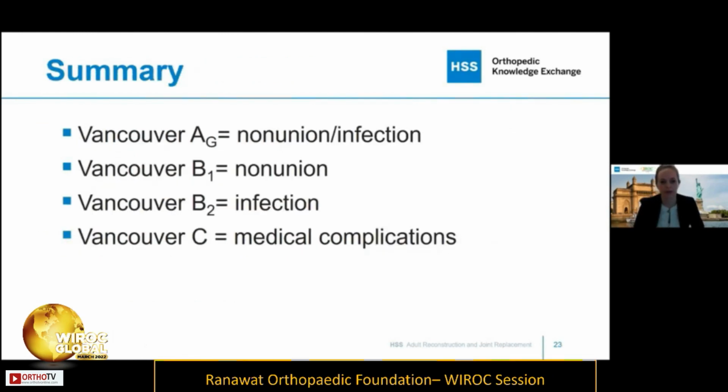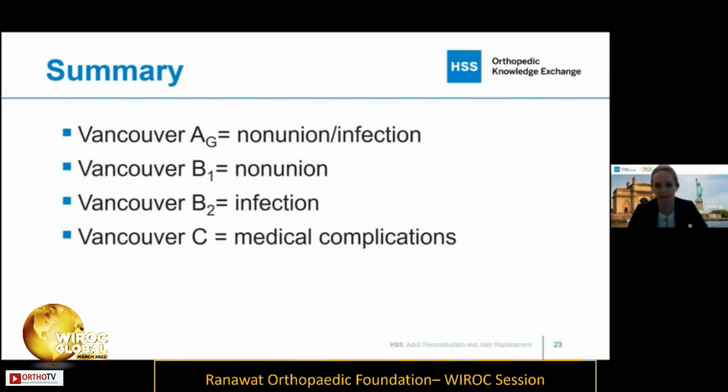So in summary, what I've learned is that the A fractures, the greater troch fractures, are very difficult fractures. They tend to fail in non-union or infection. The B1s tend to fail by non-union. They require a lot of metal to overcome those deforming forces. The B2s will fail from a periprosthetic joint infection. So I think using any strategy you can to mitigate that risk is important. And Vancouver Cs, really watch out for the medical complications that arise with these patients.